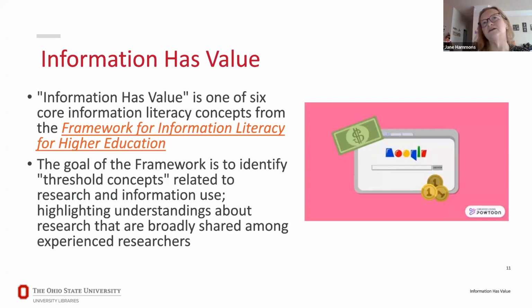So what are the core conceptual understandings that are broadly shared across experienced researchers, but that students may not yet have grasped, and that may create learning bottlenecks for them, may cause them to get stuck because there's something that they're missing? What are the key underlying shared understandings or practices related to research or information across experienced researchers, right? And one of those core concepts that was highlighted was this idea that information has value.